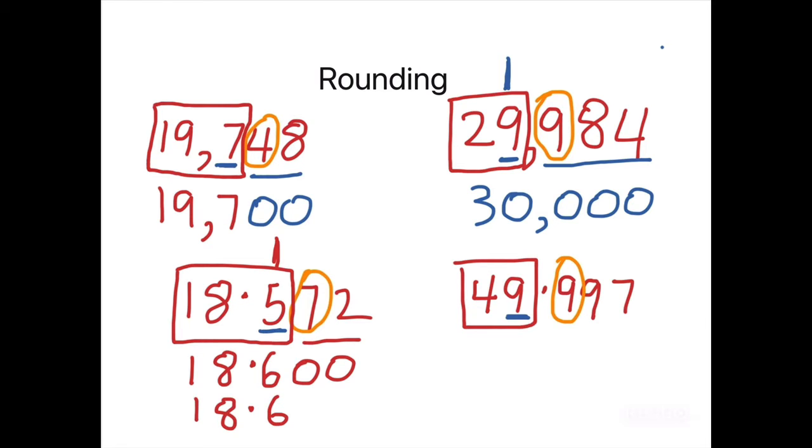So we're adding 1 to the numbers in the box. So 49 becomes 50. And all the other digits become zeros. All right, now 50.000 is the same as 50. So 49.997 rounded to the nearest ones is equal to 50.